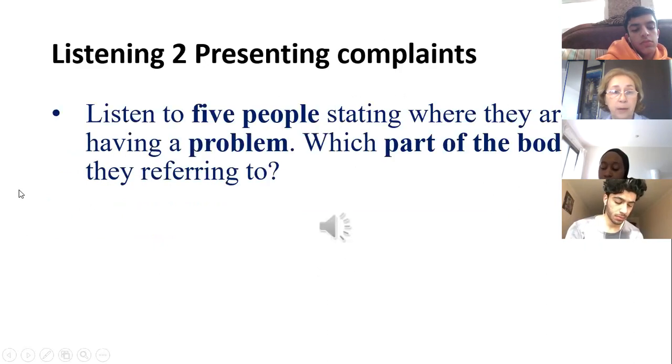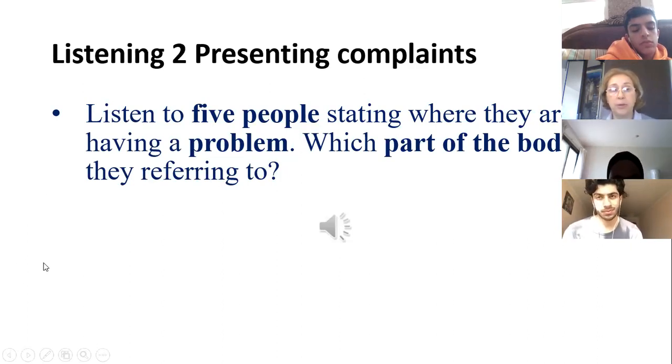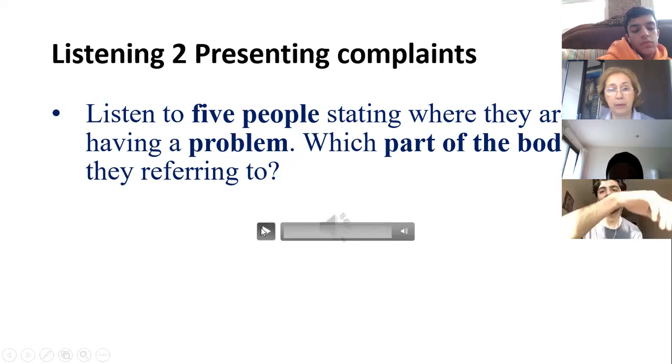And now some more parts of the body are mentioned in the listening task that we are going to do now. We are going to listen to 5 people stating where they are having a problem. The question is, which part of the body are they referring to? You should write 5 parts of the body. So let us start.